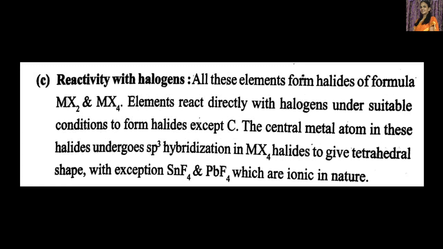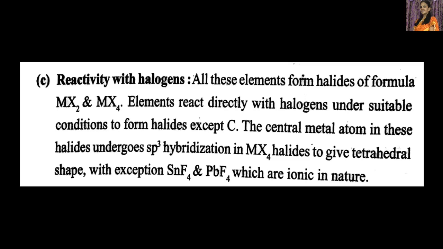Next property is action with halogens, the reactivity of these elements with halogens. All these elements form halides of the formula MX2 and MX4, where M stands for the fourth group element and X is a halogen, that is fluorine, chlorine, bromine, and iodine. Elements react directly with halogens under suitable conditions to form halides, except carbon. The rest of the elements form halides when they directly combine with halogens.